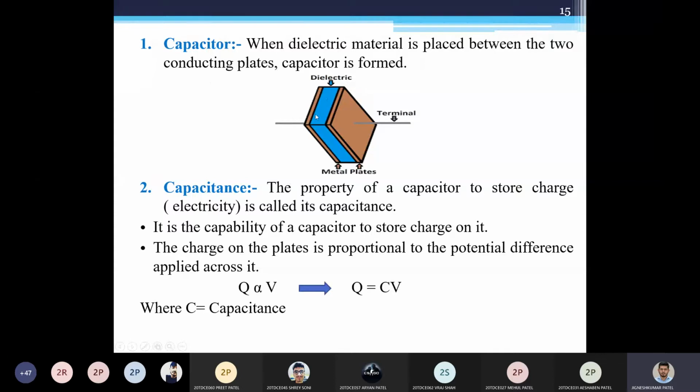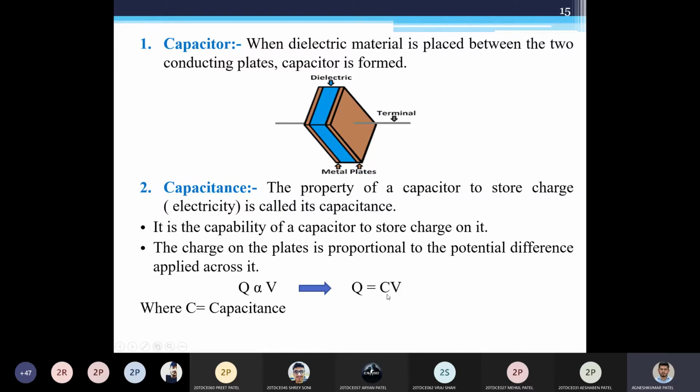We have seen what a capacitor is. A capacitor is nothing but two parallel plates with some dielectric media placed in between. The ability of this capacitor to hold charges is called capacitance. It is the capability of a capacitor to store charge, and the charge I place here is directly proportional to the potential difference between the two plates. So I can say Q is proportional to V, and to remove this proportionality I put a C, and C is my capacitance.